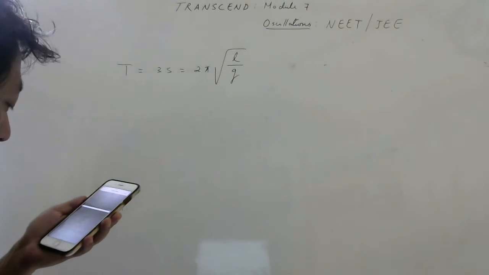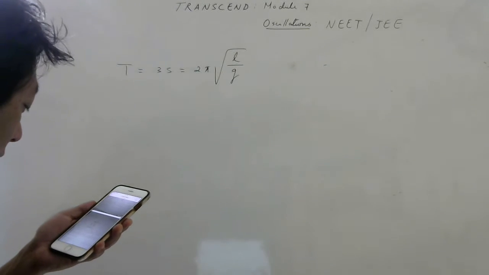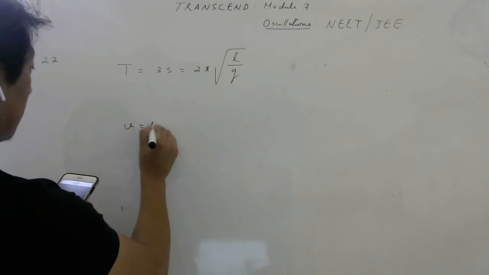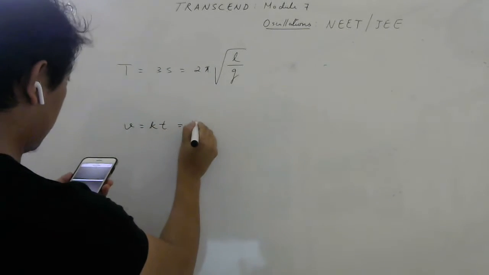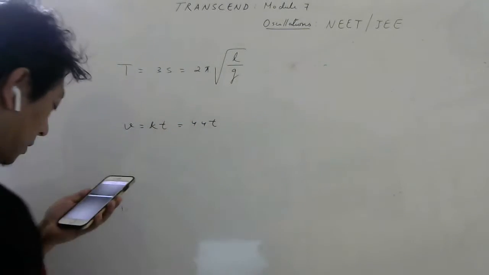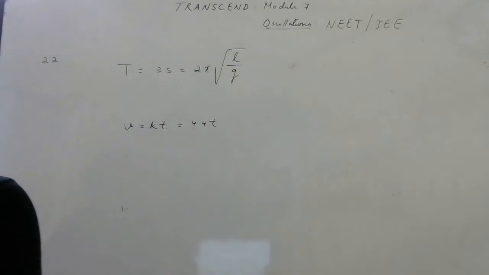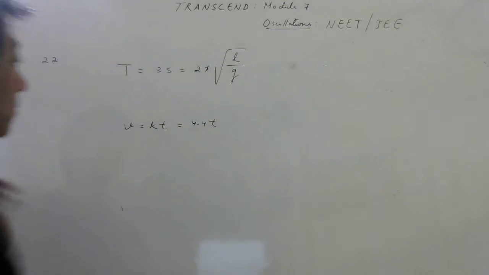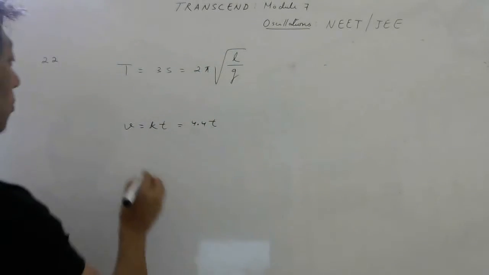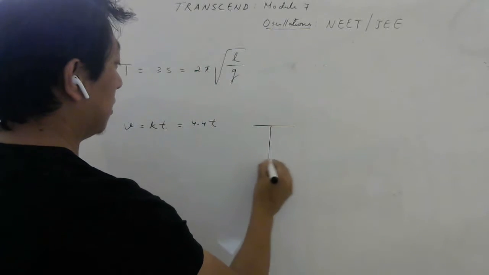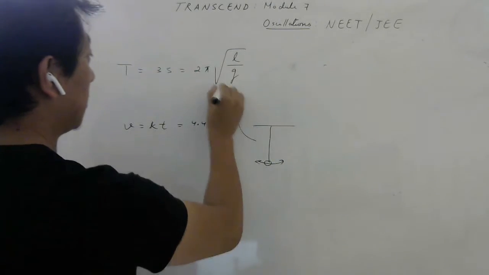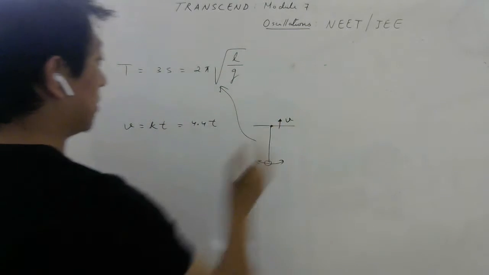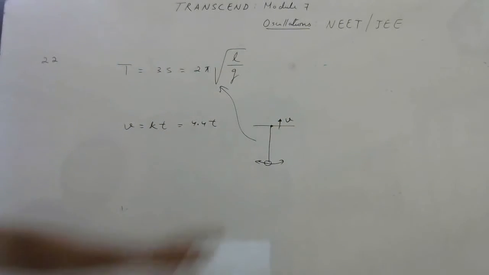If the point of suspension of the pendulum starts moving upward with velocity v equals kt, where k is 4.4, some constant, the new period will be how much? So this is 4.4. It may look like 44, so 4.4. Now, here is the pendulum. When it is oscillating, this is the time period. Now, this point of suspension is moving up with some velocity. Why will the period be affected?